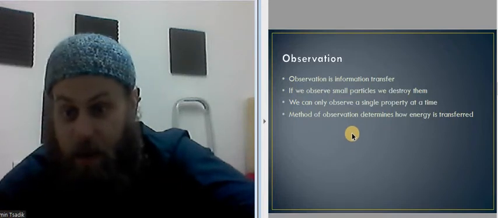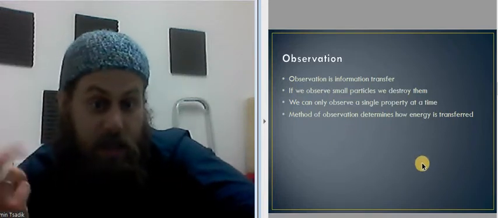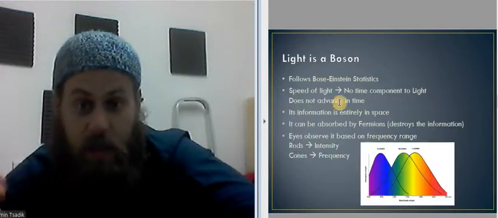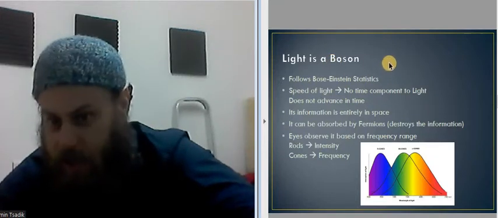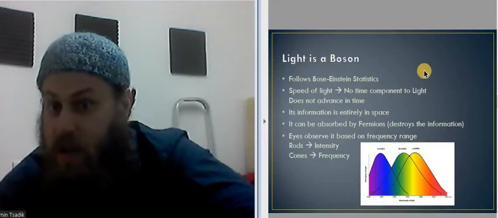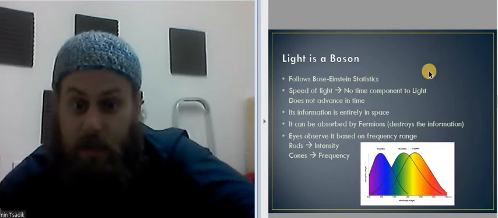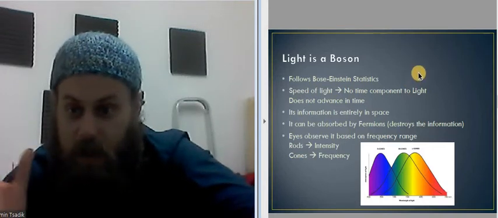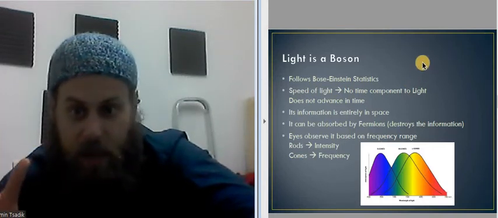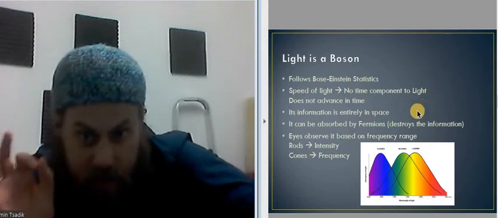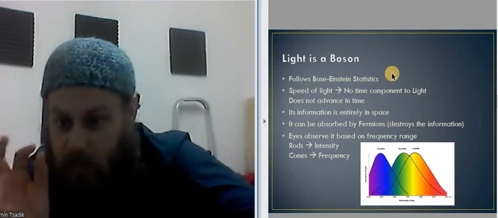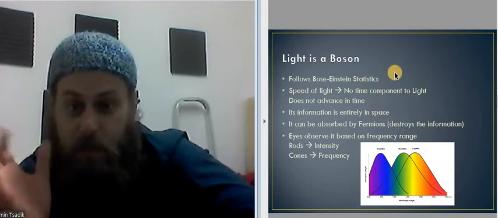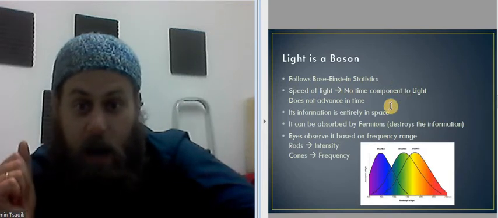And yeah, the method of observation, how you observe something determines how energy is transferred, okay? So let's go into light. There's two types of particles: bosons and fermions. So light is a boson. Light's pretty easy for most people to understand. A photon is a simple packet of light, the smallest visible piece of light that you can get.